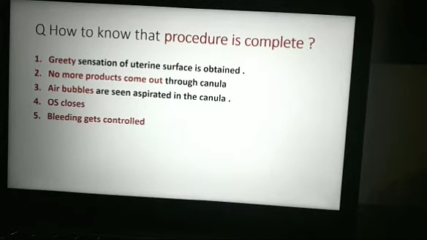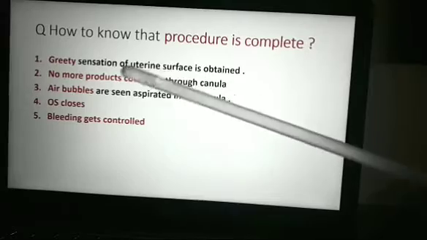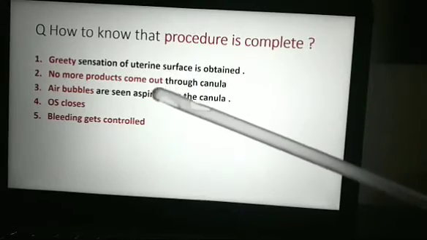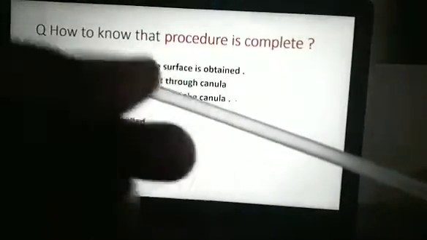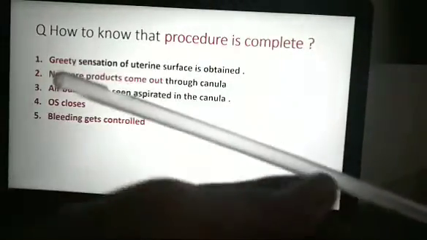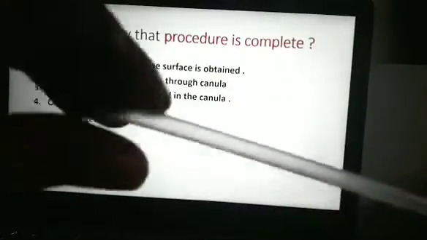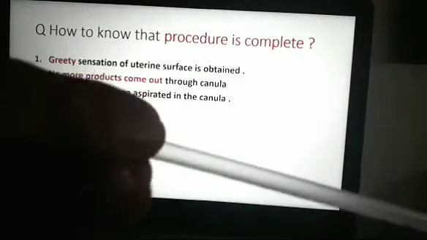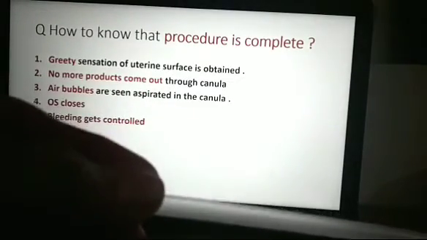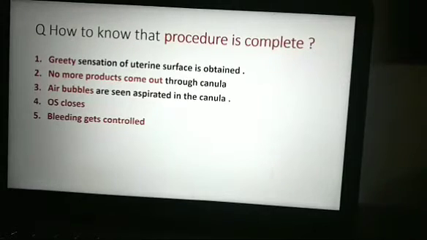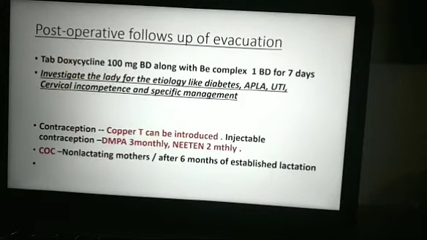During the procedure, how to know that the procedure is complete? A gritty sensation will be felt through the cannula when I am doing the suction evacuation. No more products will come out through the cannula. Air bubbles will be seen passing through the cannula. The os will be tight. The grip of the os will be tight here, and bleeding will get controlled. So that is how I can make out that the procedure is complete and I have to stop the procedure.